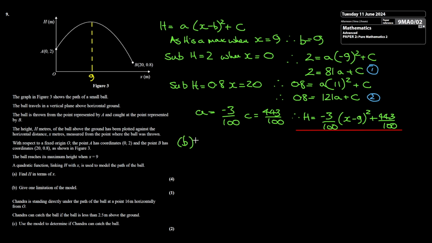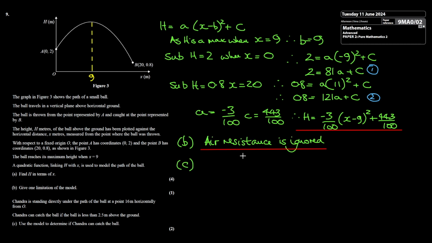A limitation of the model? Well, a limitation would be no account has been taken here of air resistance, because we've got this perfect parabola where the horizontal velocity remains unchanged. But as we know in the real world, the horizontal velocity would be reduced by the fact that the air is pushing backwards. So let's just say air resistance is ignored. And that's part B out of the way.